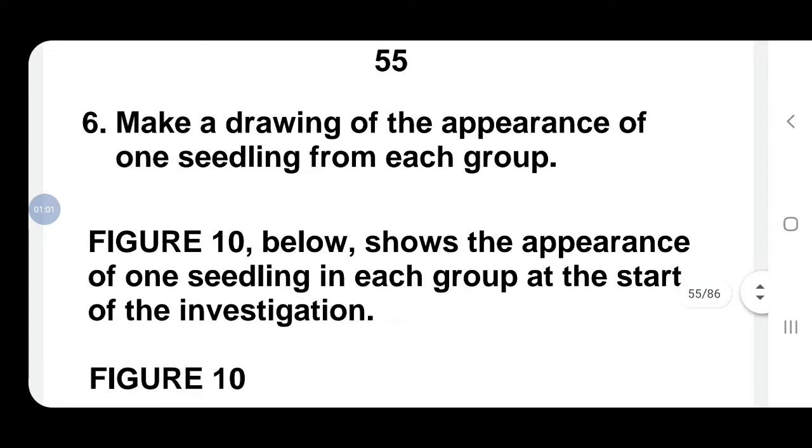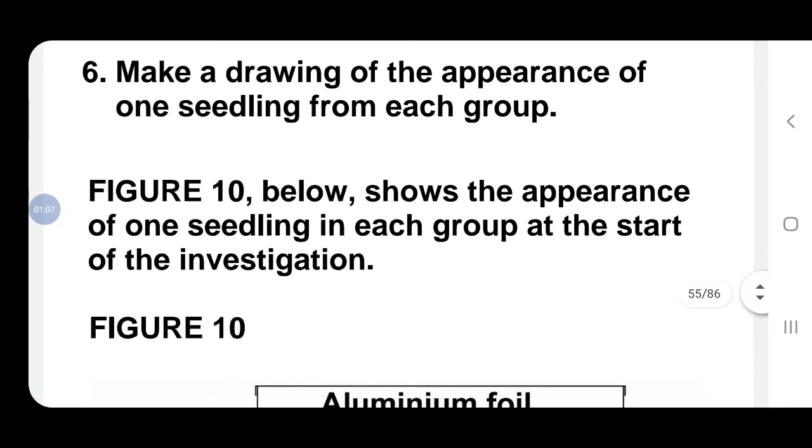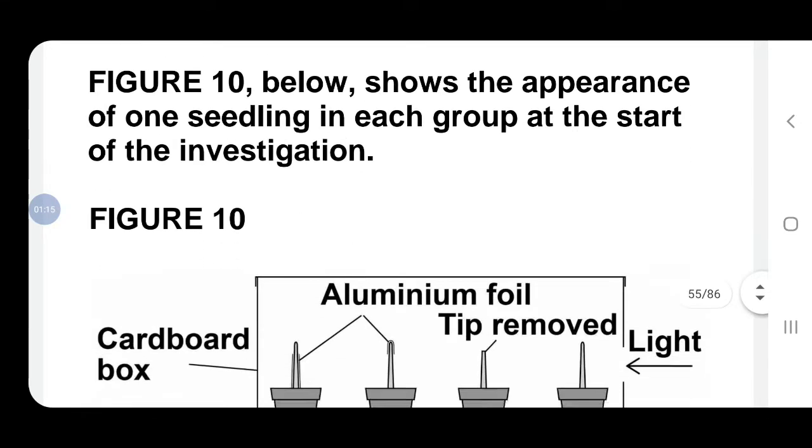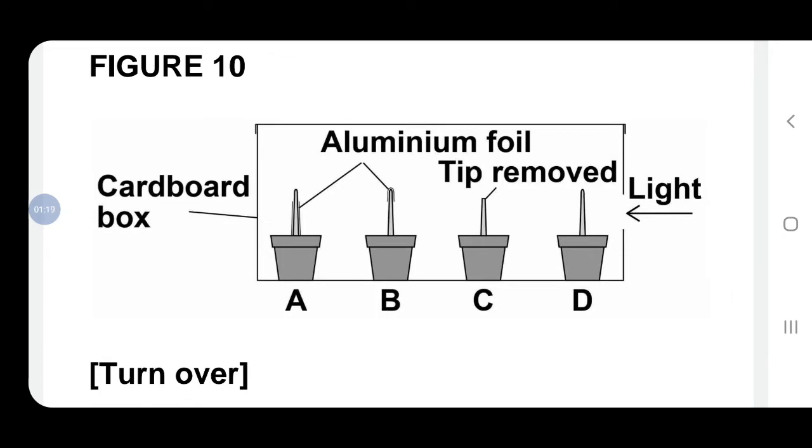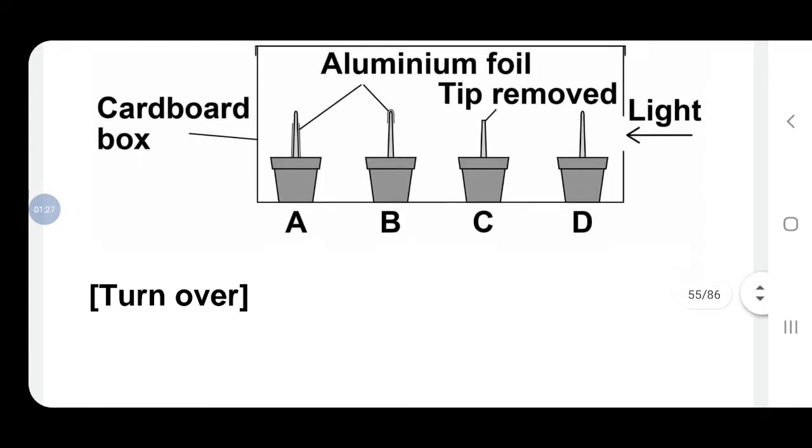Make a drawing of the appearance of one seedling from each group. Figure 10 below shows the appearance of one seedling in each group at the start of the investigation. So here is a figure. You can see this is a cardboard box, and here you can see a light, aluminium foil, and this is tip removed.